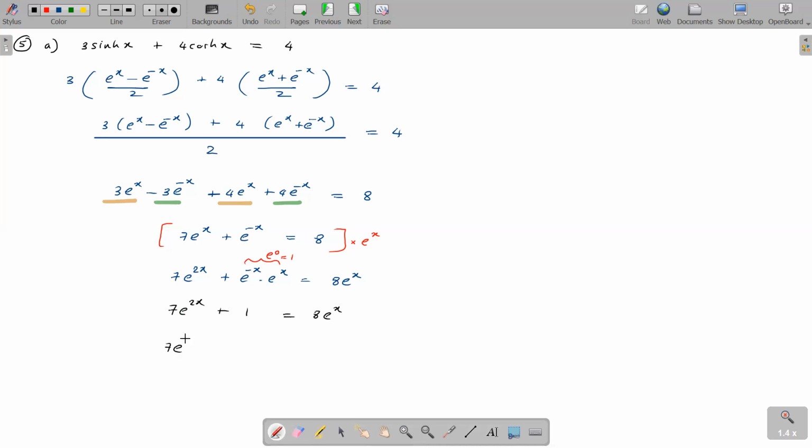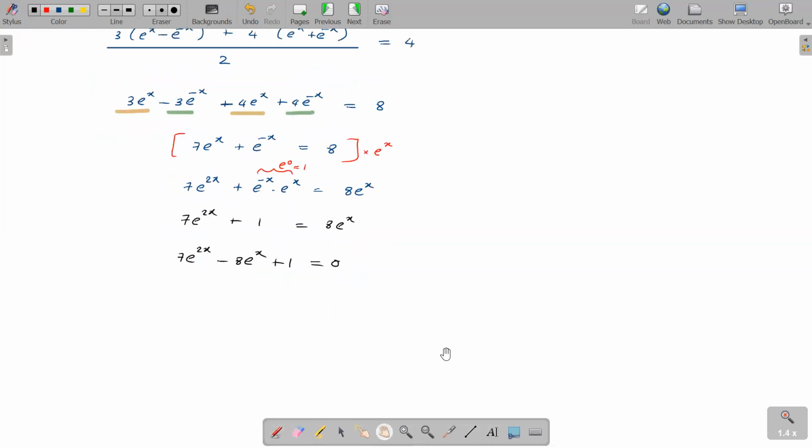Taking everything to one side, 7 e to the power 2x minus 8 e to the power x plus 1 equals 0. All right, guys. You can clearly see it's a quadratic equation. So you can either factorize it, complete the square, or go for the formula. I think you can easily factorize this. You can use the help of your calculator to quickly factorize, or you can do it in your head. This is 7 times 1, and this is going to be minus 1 times plus 1, minus 1 times minus 1.